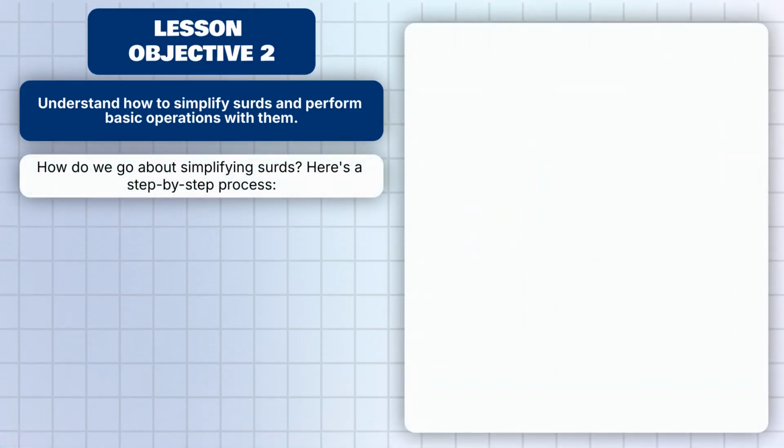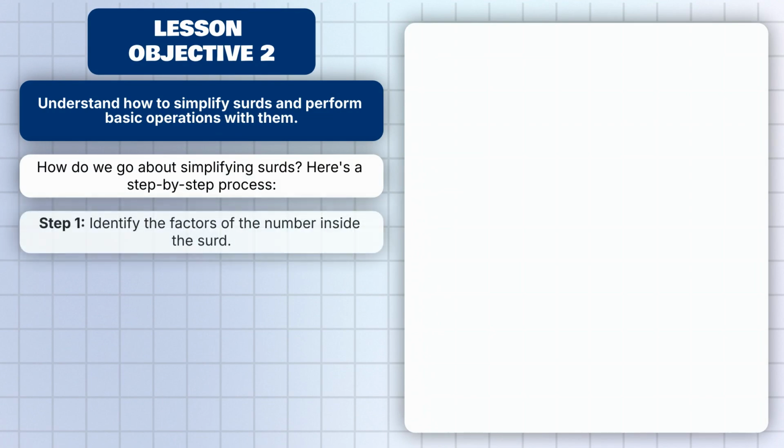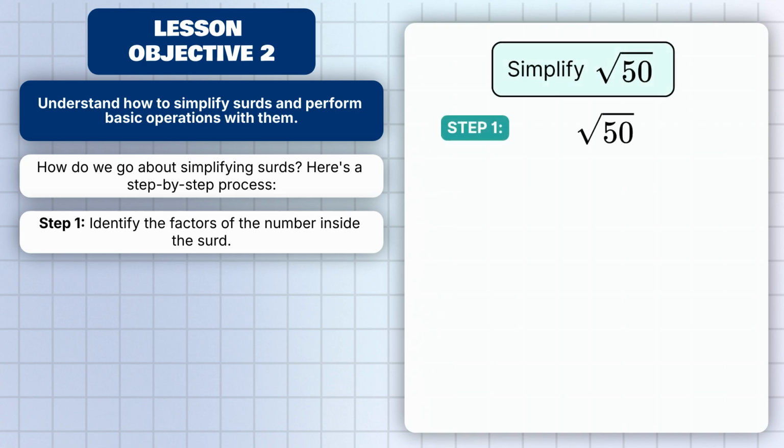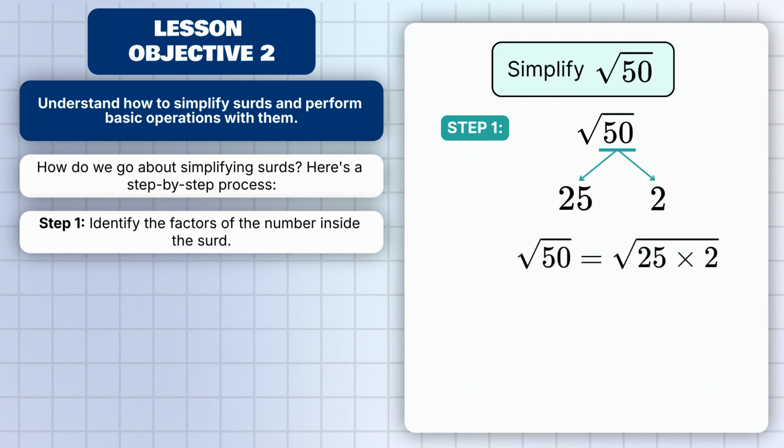So how do we go about simplifying surds? Here's a step-by-step process. Firstly, identify the factors of the number inside the surd. For example, to simplify root 50, identify the factors of 50, which are 25 and 2. We can therefore write root 50 as the root of 25 times 2.